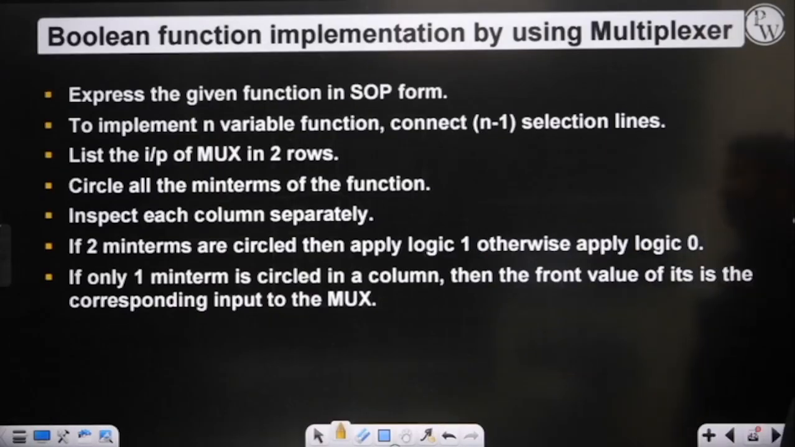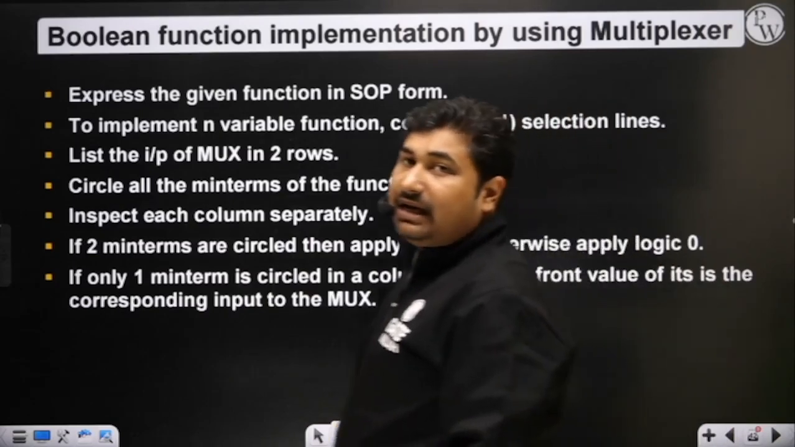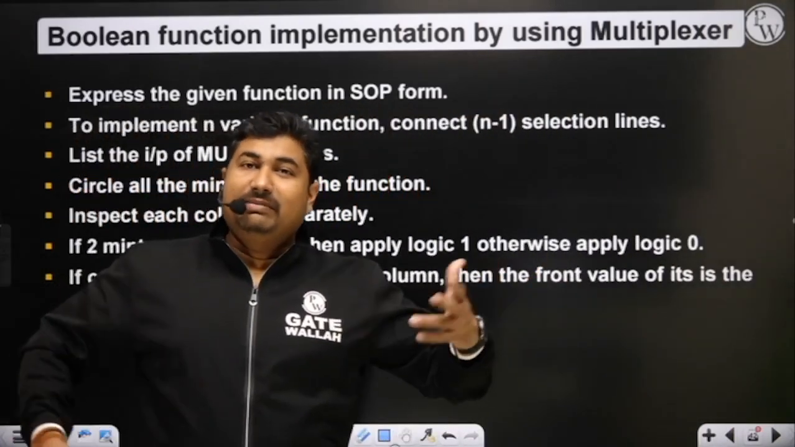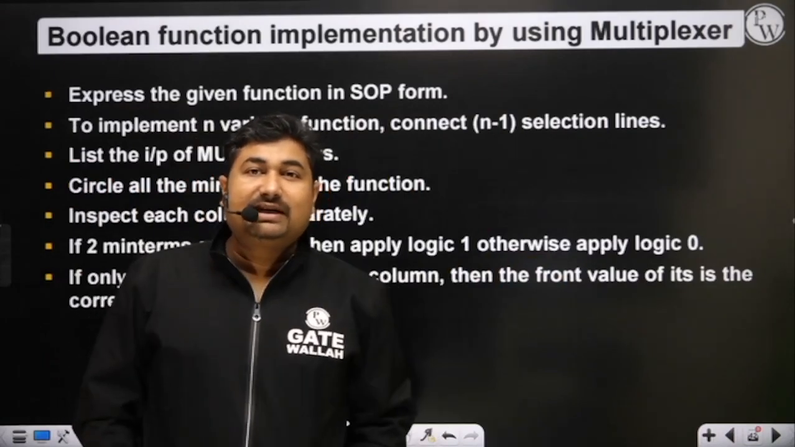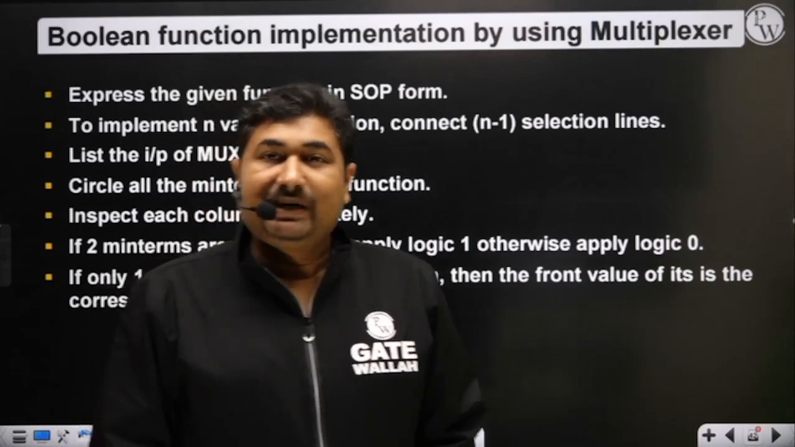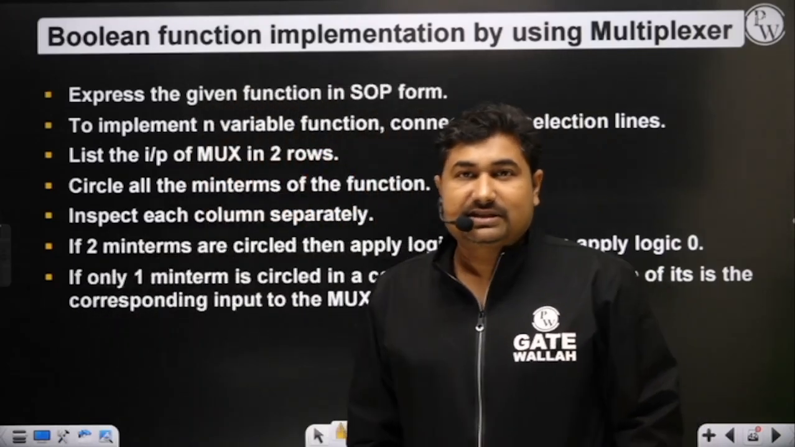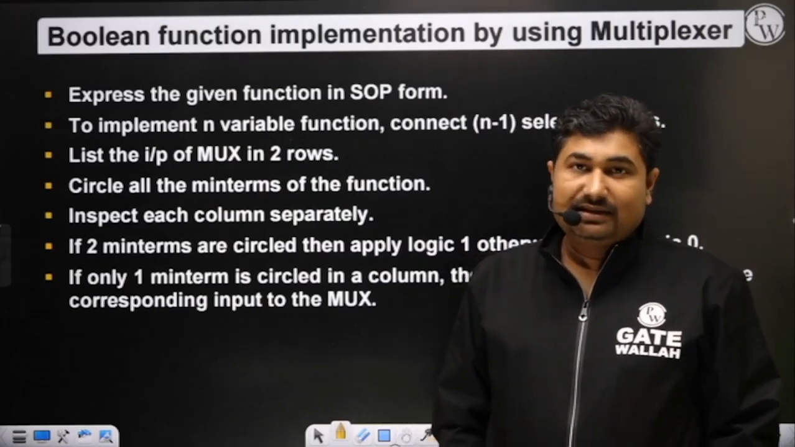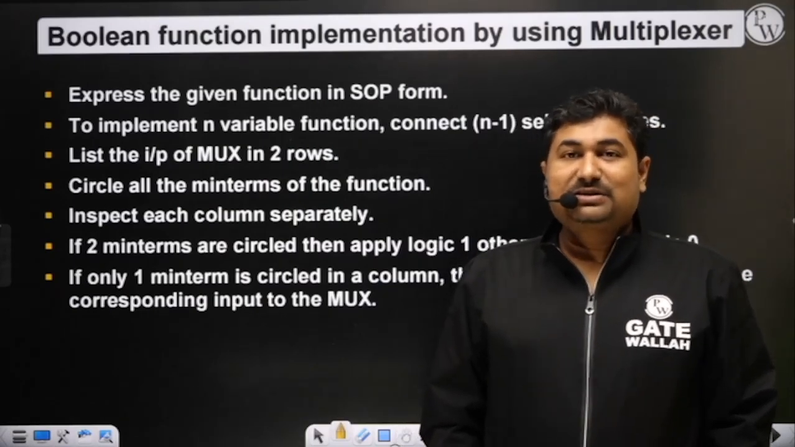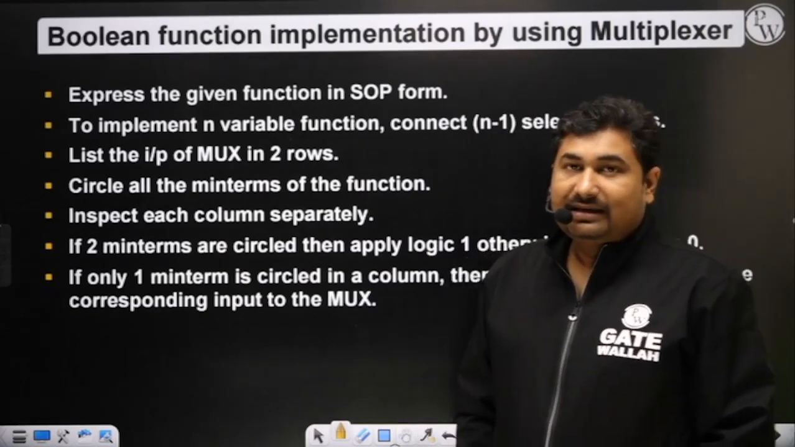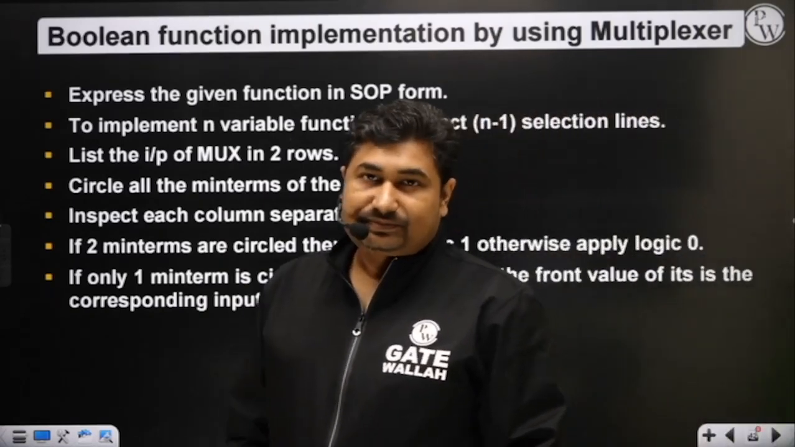Come to the next topic, Boolean function implementation by using multiplexer. Since we can implement any logic gate function by using multiplexer, it means the multiplexer is acting as a universal logic circuit. When it acts as a universal logic circuit, we can implement any function by using a multiplexer. Now I am interested to know how to implement any function by using a multiplexer.